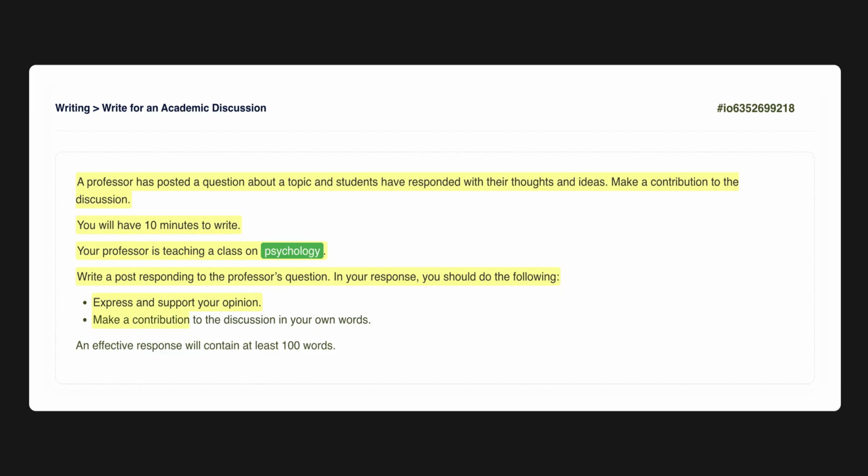Make a contribution to the discussion in your own words. Originality is crucial. You should interact with what others have said, but you must use your own vocabulary and sentence structures rather than copying them word for word. An effective response will contain at least 100 words. While you only have 10 minutes, you should aim for a minimum of 100 words. Writing a bit more, around 120 to 150 words, often allows for better detail and support.